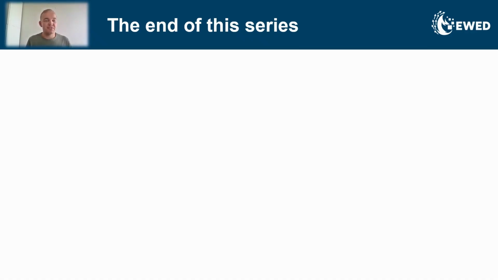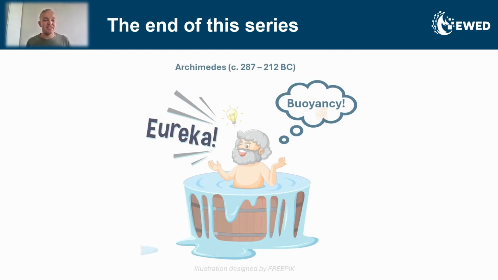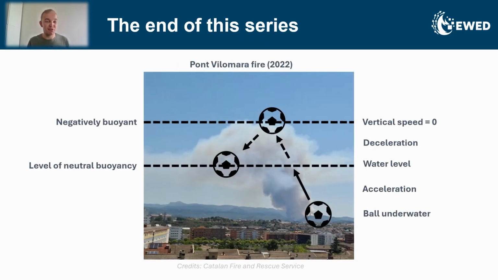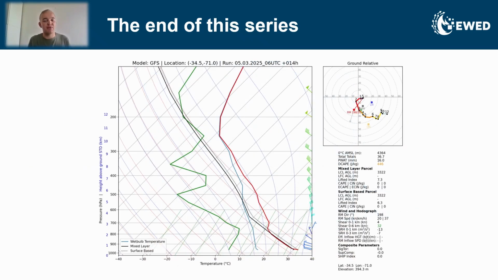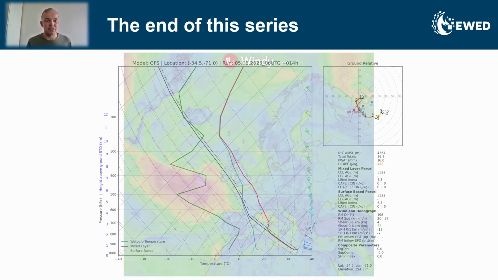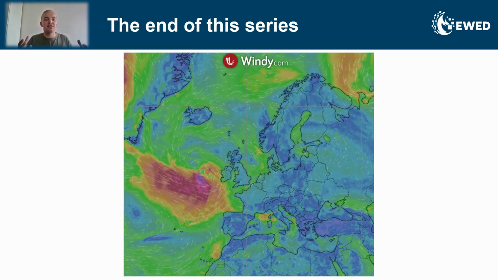This brings us to the end of the series, where we started with the ancient Greek Archimedes, who came up with the concept of buoyancy, that we were able to use, combined with a football and some water, to explain the observed shape of convective plumes, such as the one during the Pont de Vilomara fire in 2022. We looked into how we could predict the ability of fires to create plumes and clouds on top of the plumes using weather predictions that we could get, among others, from sites like windy.com, which provide us with vertical profiles, skew-Ts, from different weather providers such as GFS and ECMWF.